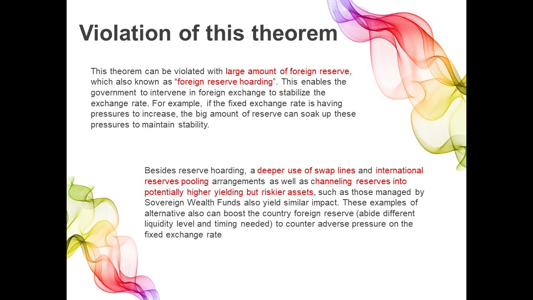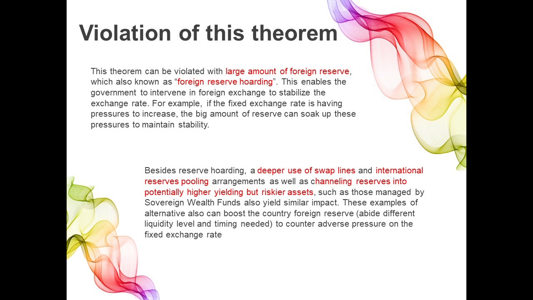Violation of this theorem of the impossible trilemma framework. This theorem can be violated with a large amount of foreign reserve, which is also known as foreign reserve hoarding. This enables the government to intervene in foreign exchange to stabilize the exchange rate. For example, if the fixed exchange rate is having pressure to increase, the big amount of reserve can soak up these pressures to maintain stability.